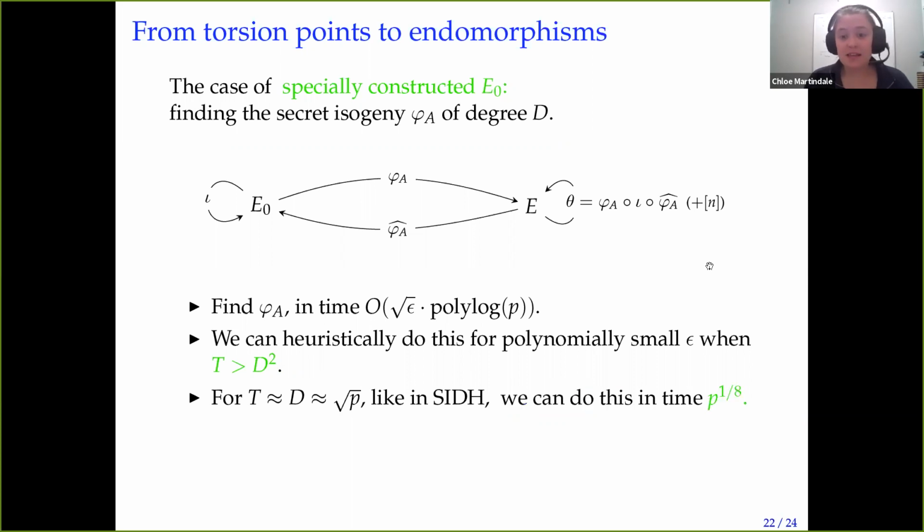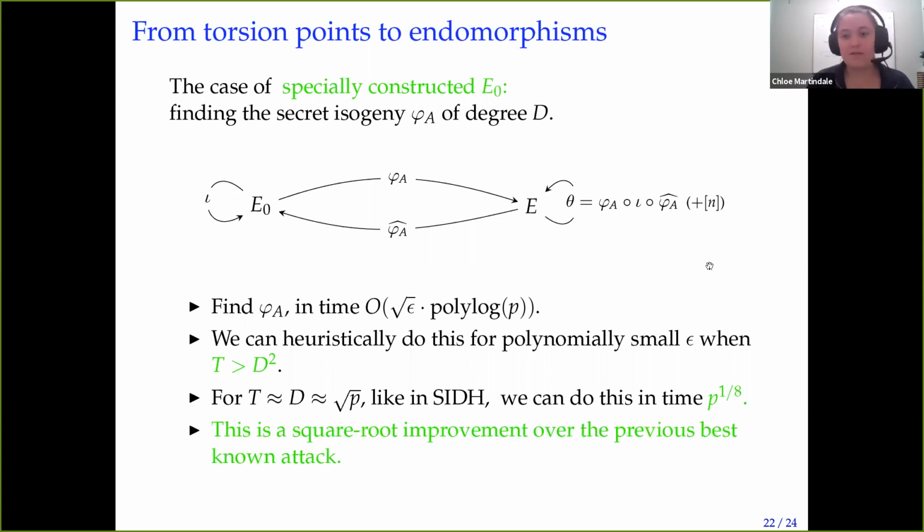And this is a break, when I say a break, in time p to the 1/8, which is a square root speed up compared to the best known attack. So it's definitely not a break. It just means that the parameters would have to be bigger. But it's really, really not a break, because it's a specially constructed E0, which is not the starting curve that we use. But at least we've constructed something that you can break. So there you go. Don't use the thing we constructed. So this is a square root improvement over the previous best known attack, as I said.